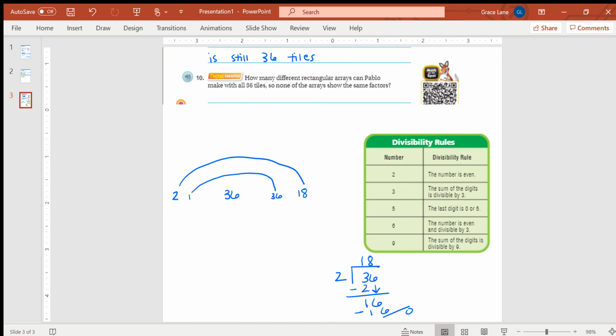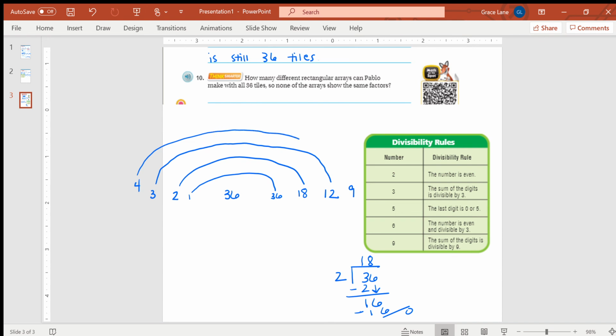What about 3? The sum of the digits is divisible by 3. So if you were to add 3 plus 6 is 9. Can that be divided by 3? Yes. So I know 3 is a factor. And you might just know that 3 times 12 is 36. So use your rules, see if you can find any more factors. I know that 4 times 9 is 36.